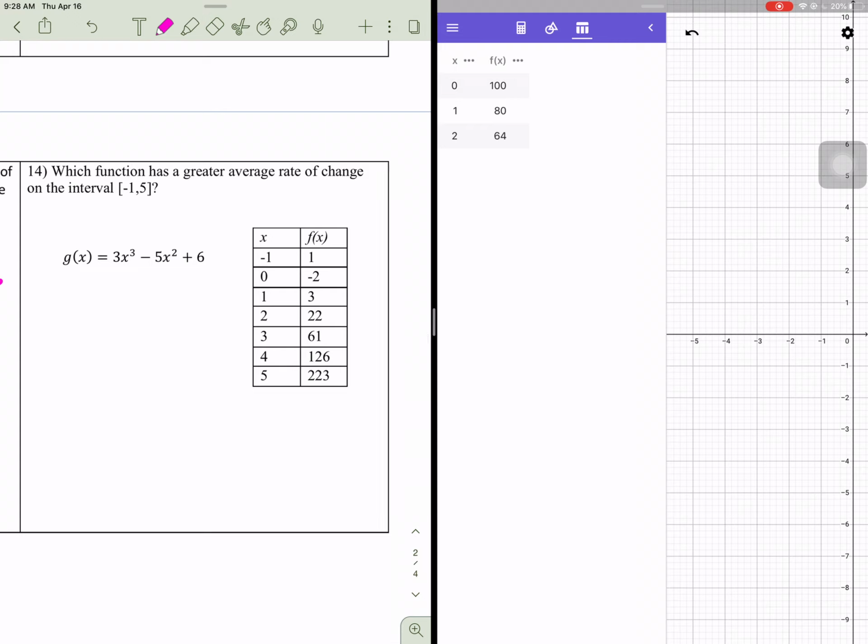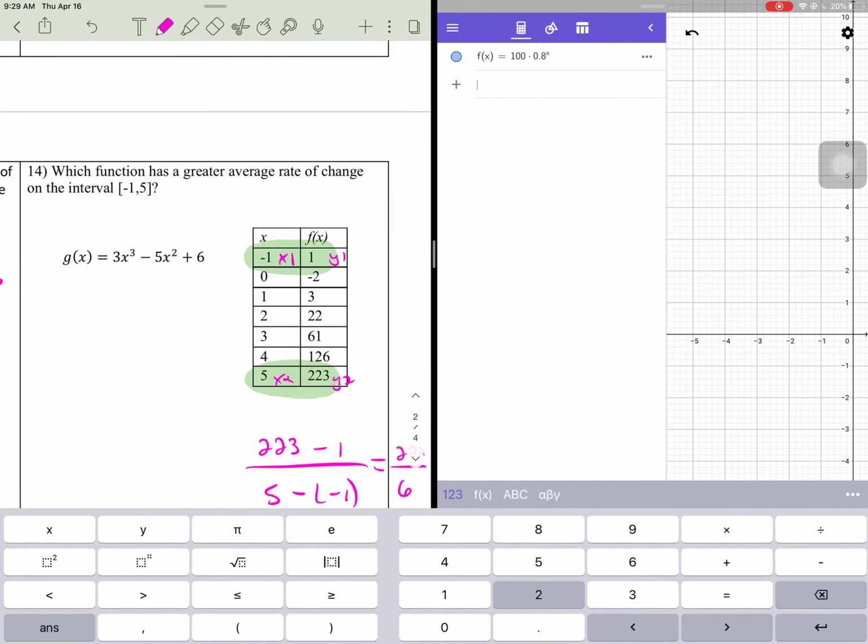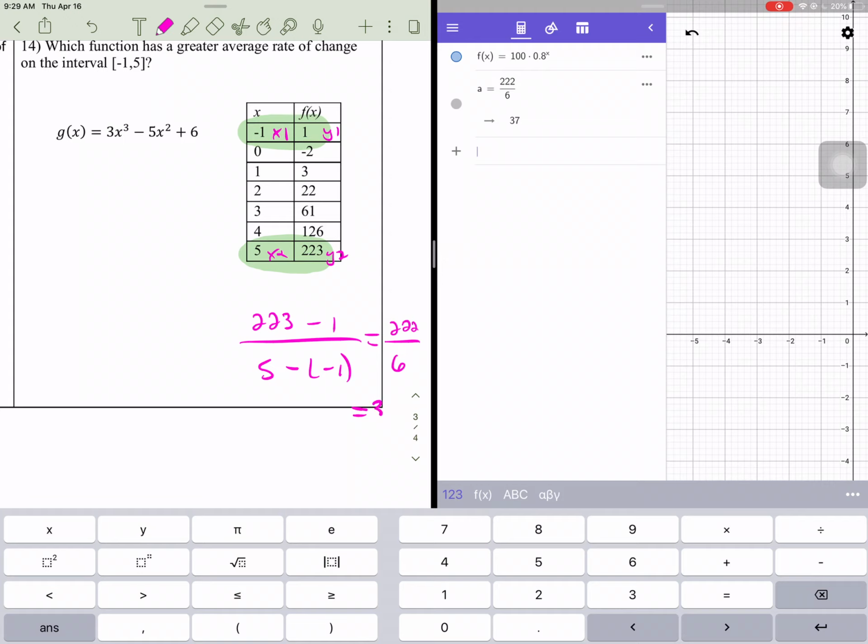Which function has a greater average rate of change over the interval from -1 to 5? Well, again, you have to find the slope. So let's find the slope of the chart first. That's easy. You get x1, y1, x2, y2. So you get 223 minus 1 over 5 minus -1, which is 222 over 6. What's that? Let's see. 222 divided by 6 is 37 over 1.